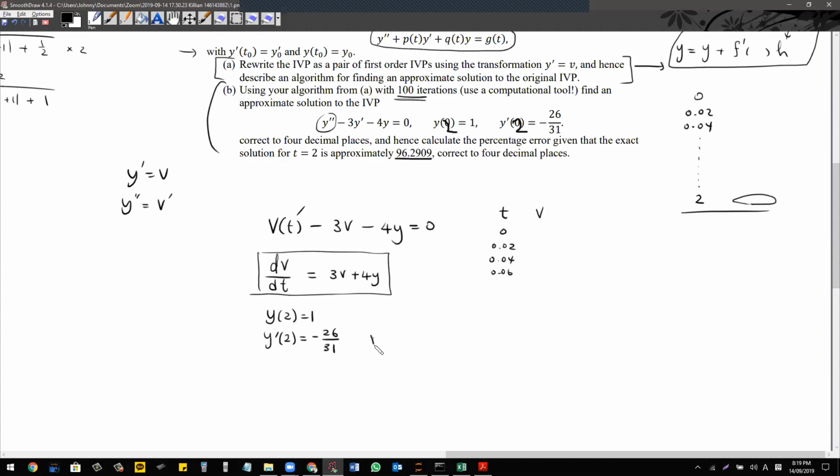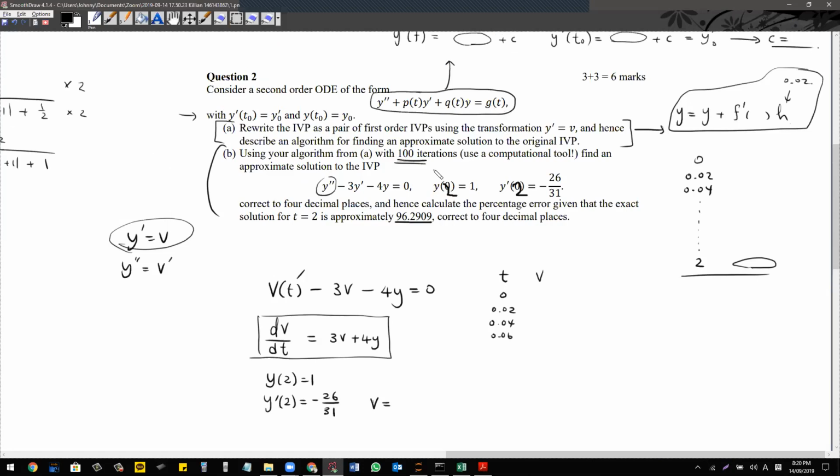This one is v, isn't it? Y dash is v. Why did you make it equal to 0 with the v dash t equation? You know how it was equal to g(t)? Why is it equal to 0? Yeah, g(t) is 0 because in this case it's 0. Oh yeah, sorry. Do you get it? Yeah.